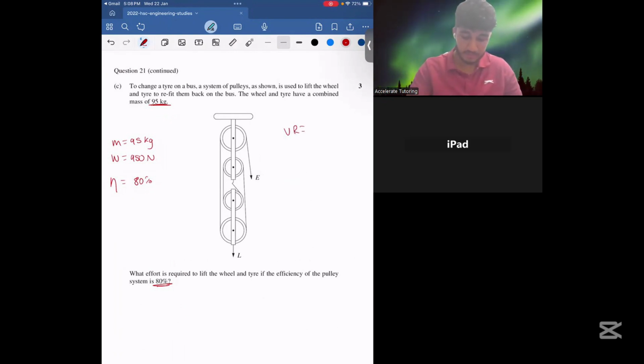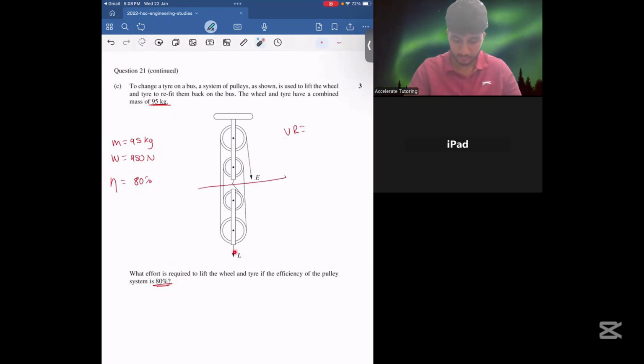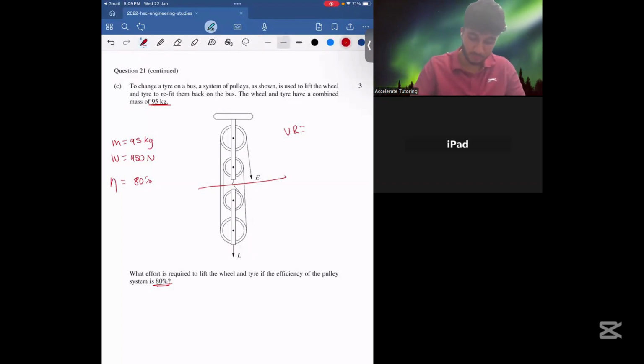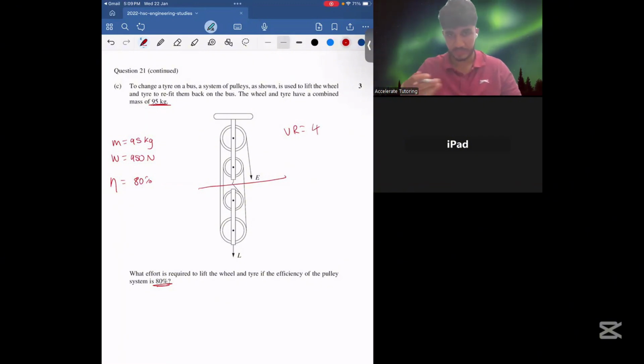If the effort is pointing downwards towards where the load is, the first step regardless is to count the ropes supporting the load. If the effort is going down in the direction where the load is, we don't include the effort rope when counting the number of ropes. However, when it's going up, then we do include it. So in this case, 1, 2, 3, 4. Our velocity ratio would be 4. We don't include the rope for the effort since it's going down, not up. If it was going up, then we would be including it.